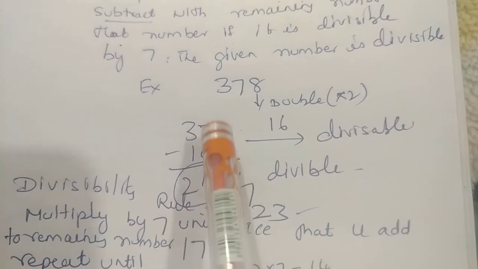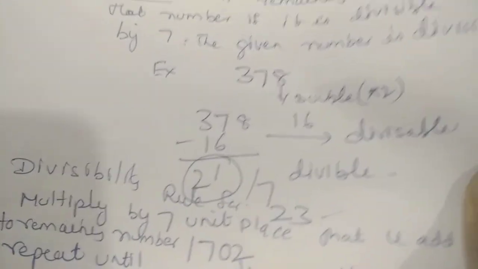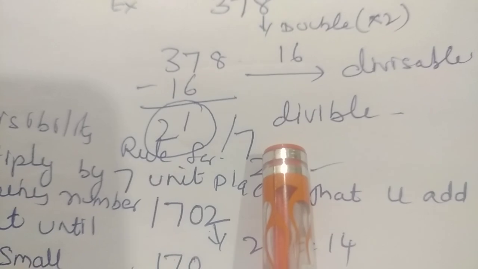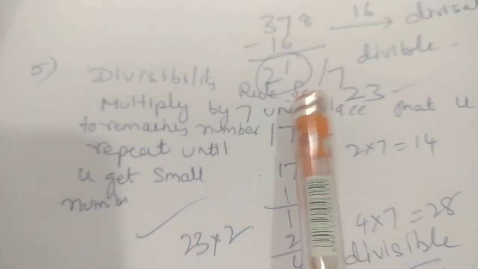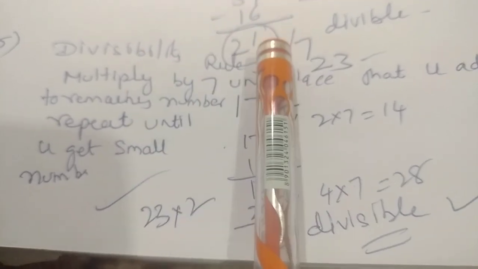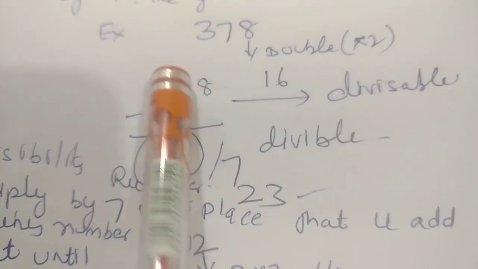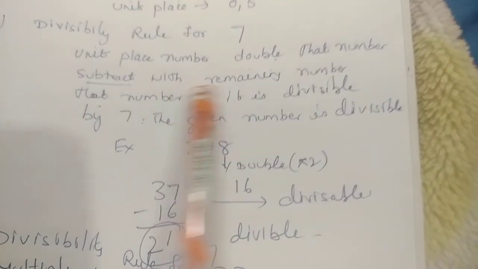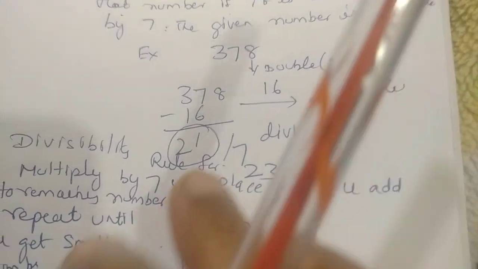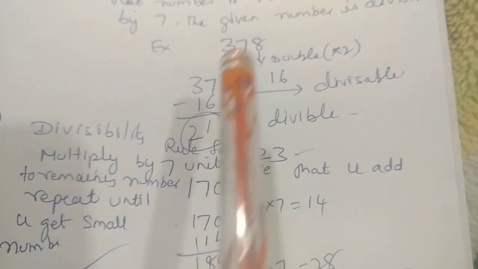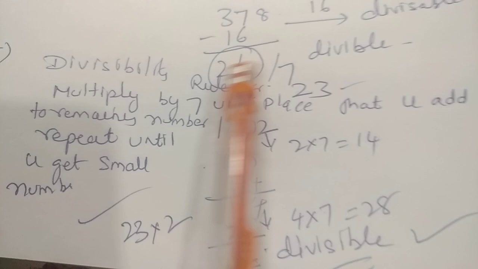Leaving the 8, we have 37, and 37 minus 16 gives 21. 21 is divisible by 7, hence 378 is divisible by 7. That is the rule: take the units place, double it, and subtract it from the remaining number. If you still get a big number, repeat the steps until you can decide the divisibility.